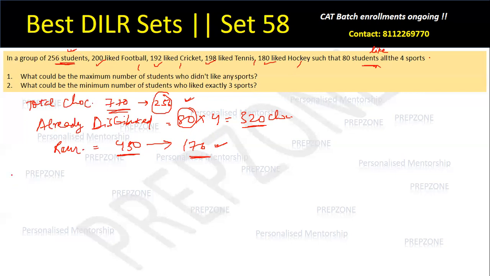ठीक है, now let's look at question number 1. Question number 1 says what could be the maximum number of students who did not like any sports. इसका मतलब वो क्या कह रहा है, वो कह रहा है कि यार मैक्सिमम कितने स्टूडेंट्स हैं जिसको एक भी चॉकलेट नहीं मिली. अभी मुझे पता है टोटल 176 स्टूडेंट्स है, सबको एक चॉकलेट भी मिल सकता, सबको 0 भी मिल सकता है, 1 भी मिल सकता है, 2 भी मिल सकता है, 3 भी मिल सकता है. क्या 4 मिल सकता है?